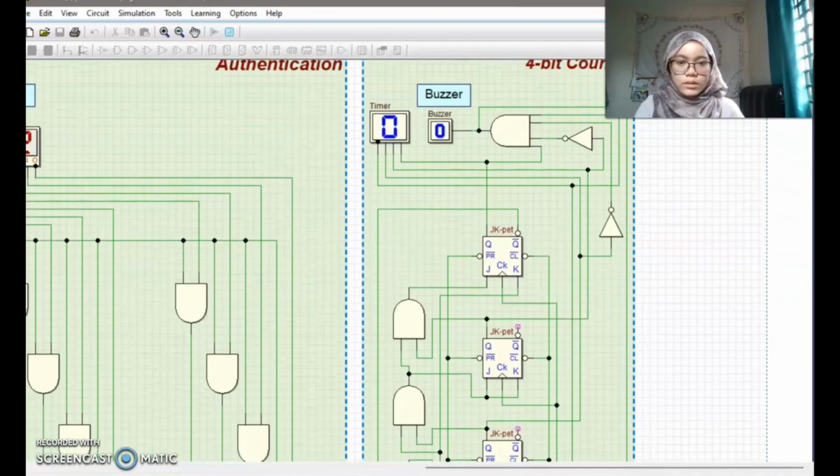This timer uses a 7-segment display, which is connected to the output from the counter. The LSB input is connected to the Q0 output, the next input is connected to the Q1 output, the following input is connected to the Q2 output, and the MSB input is connected to the Q3 output.